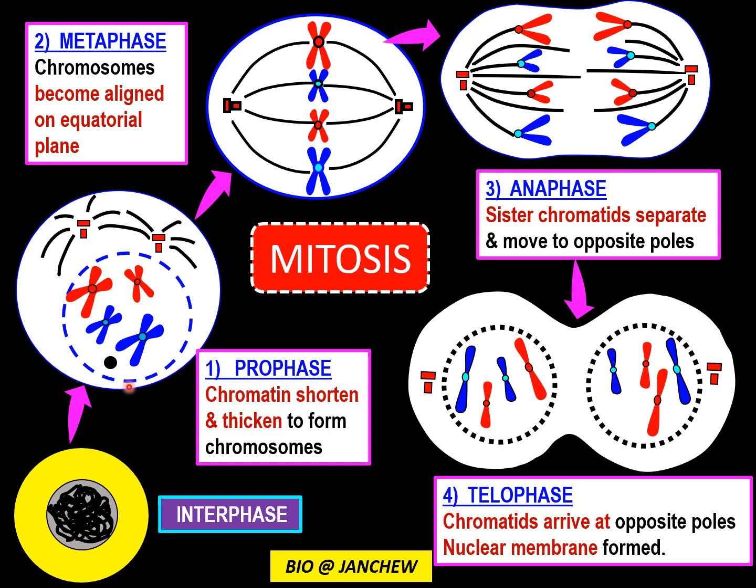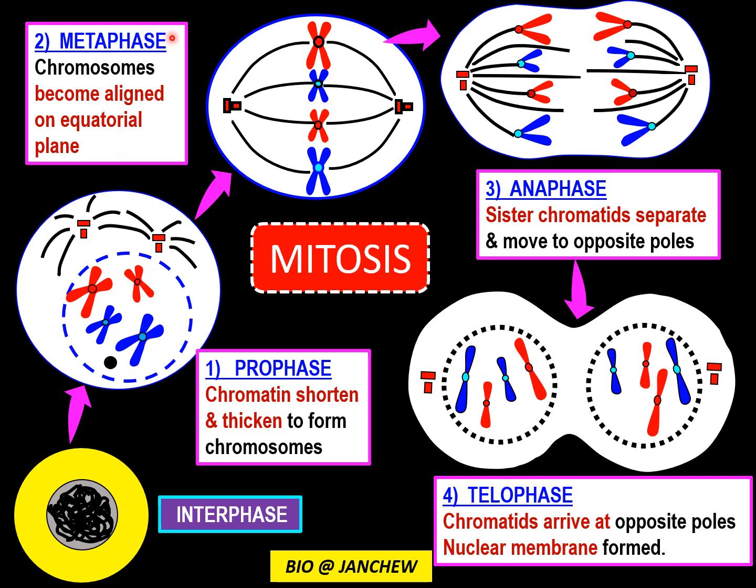So think of CNS squared. Remember CNS squared, or pros and cons squared. C is for chromatin, shortened and thickened to form chromosomes. The other C is for centrioles. Centrioles move to opposite poles. The N is nuclear membrane. Nuclear membrane disintegrates. Another N is nucleoli, or nucleolus. Nucleolus disappears. The S is for spindle fibers. Spindle fibers start to form. And the last S is not an event, it's just an observation. Each chromosome is made up of 2 sister chromatids joined at the centromere.